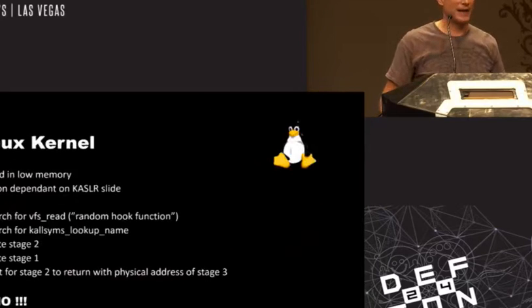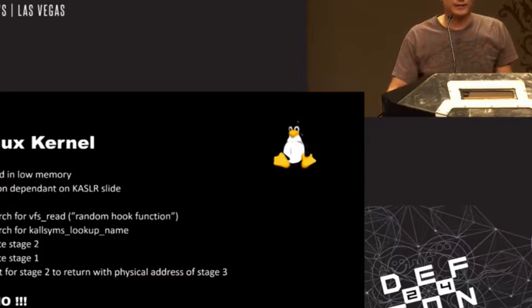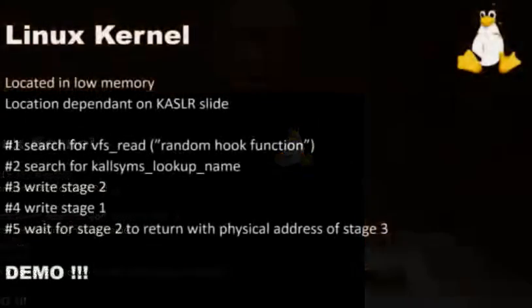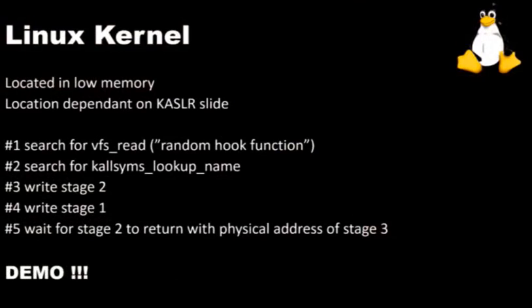But let's start by attacking Linux. The Linux kernel is located in low physical memory. If kernel address space layout randomization is not enabled, it's located at 16 megabytes in physical memory. If KASLR is enabled, it slides in 2 megabyte chunks. So once we find the kernel, we search for a function, a random function to hook.